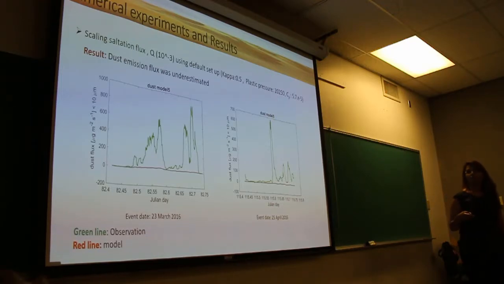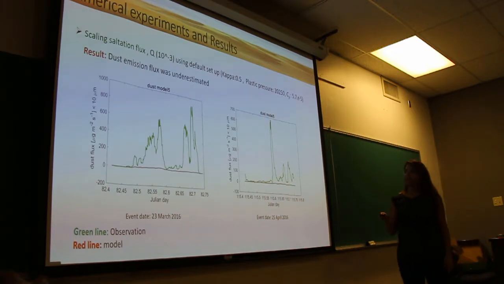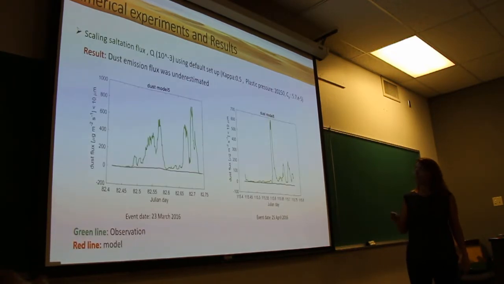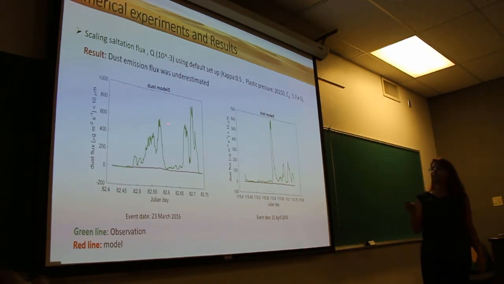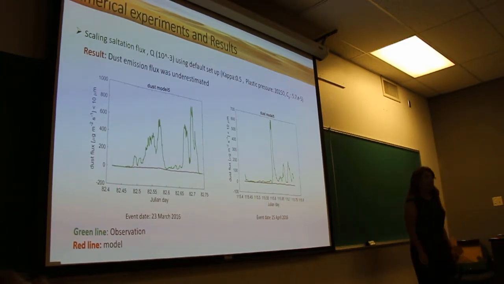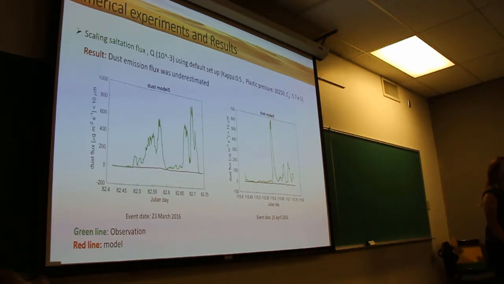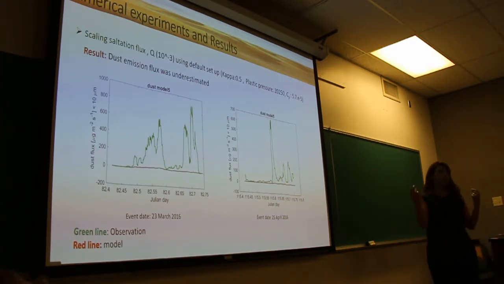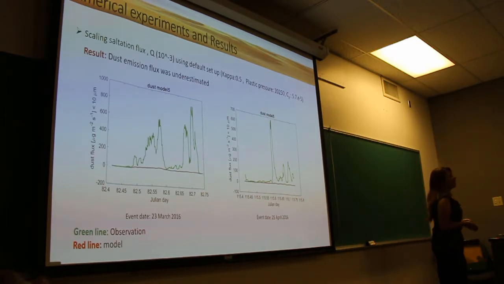and then again we ran the model with the default setup, and we found that right now the model is underestimating the observational data. So it wasn't unexpected because, first of all, saltation flux was overestimated because we have limited supply of saltating particles in our area. And then we found that, as I showed you in the previous slides, there is a little difference between the fully dispersed and minimally dispersed particle size distribution.